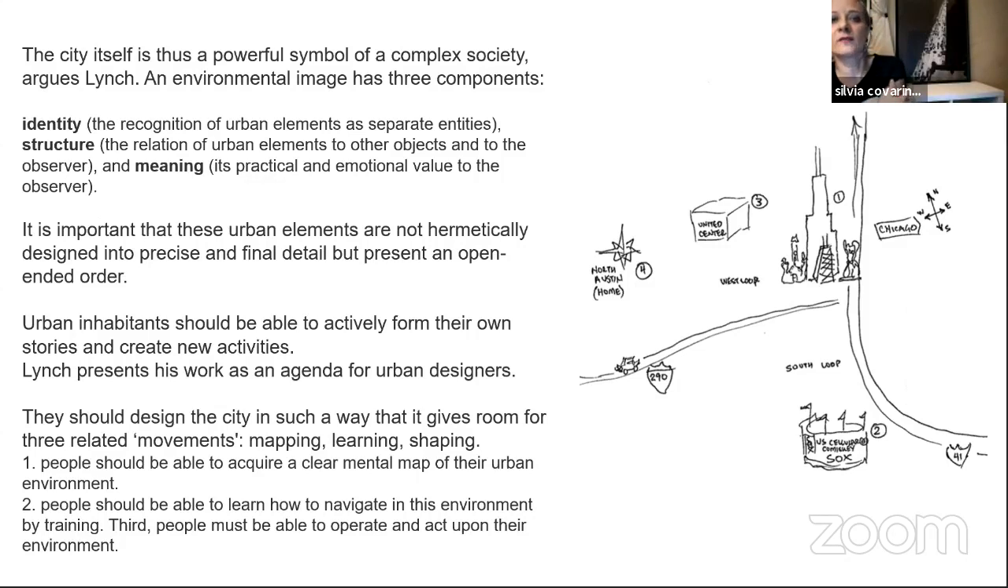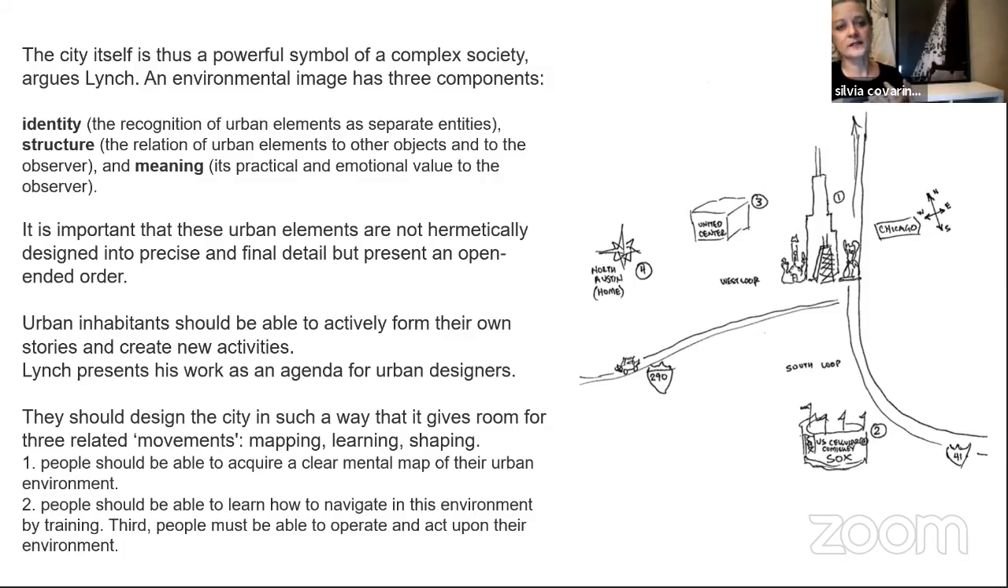An environmental image has 3 important components: identity, to recognize an urban element as a separate entity; structure, the relation of the urban element to the other objects and the observer; and meaning, the practical and emotional value for the observer. These 3 elements together are going to generate the involvement of the users of the city in the urban environment. The urban inhabitants should be able to activate their own story and create new activity. Lynch presents his work as an agenda for urban design, and we're still using it after 50 years.